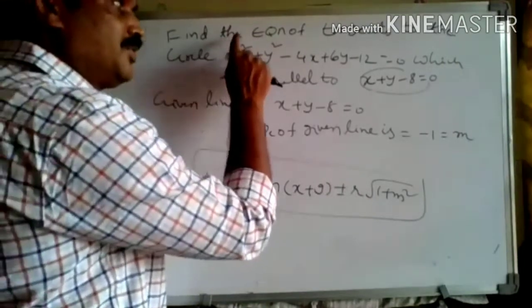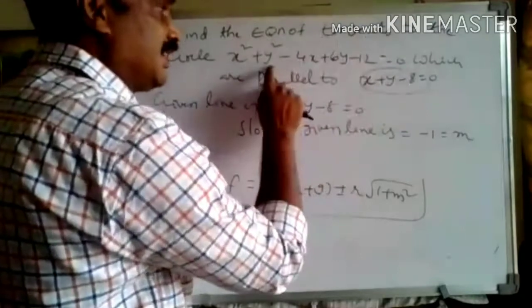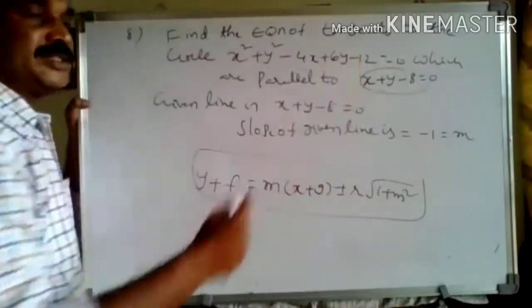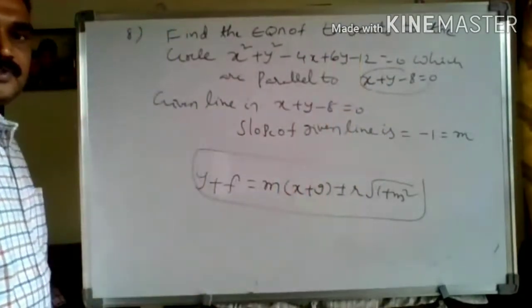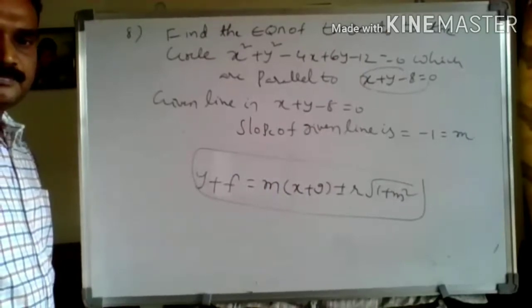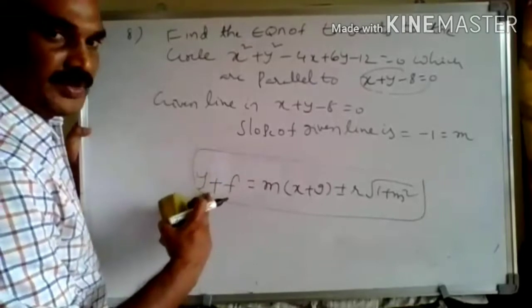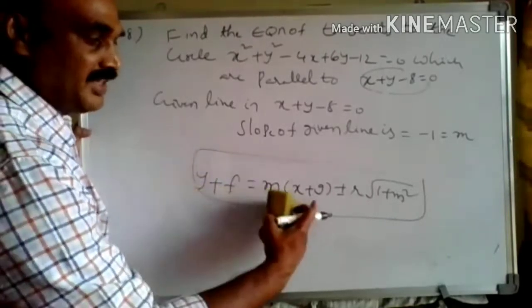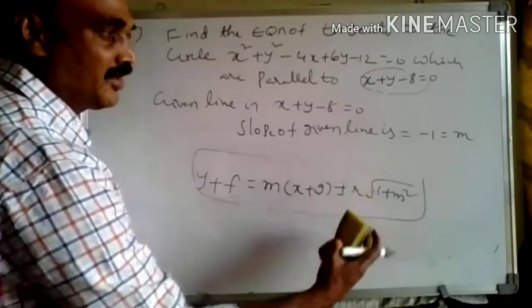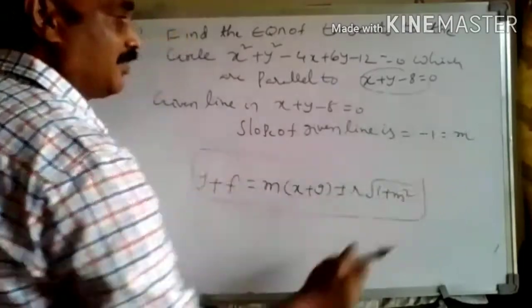Suppose we find the equation of tangent to the circle which is perpendicular to x plus y minus 8 is equal to 0. The equation of tangent in slope form is y plus f is equal to m into (x plus g) plus or minus r into root 1 plus m square. Here m is equal to minus 1.